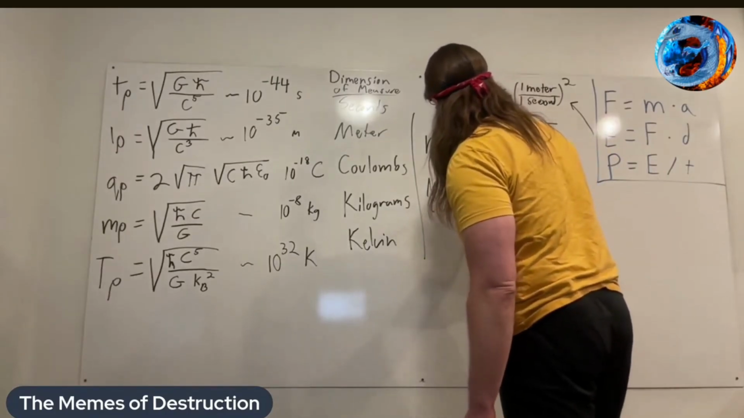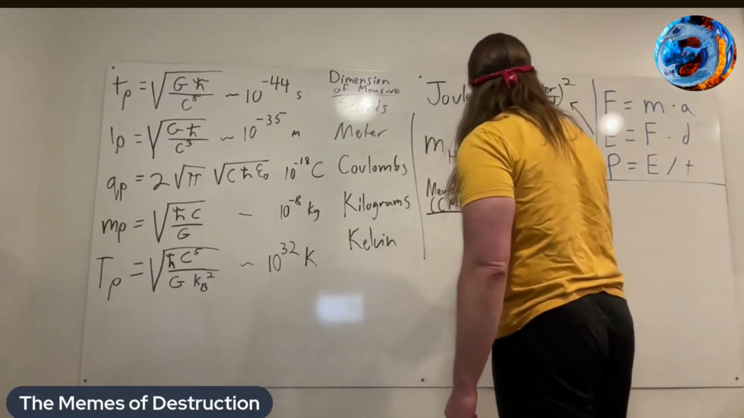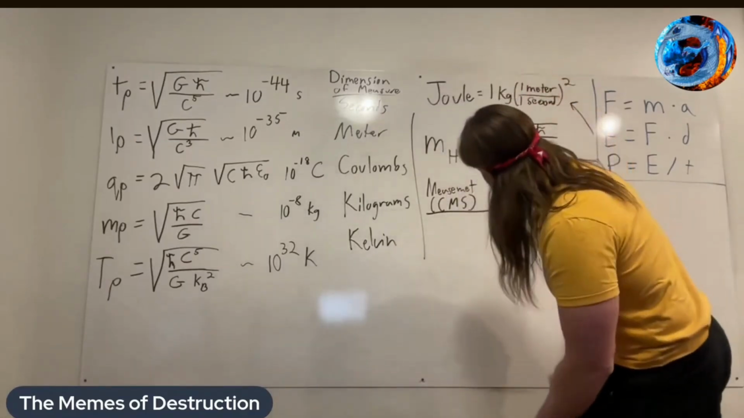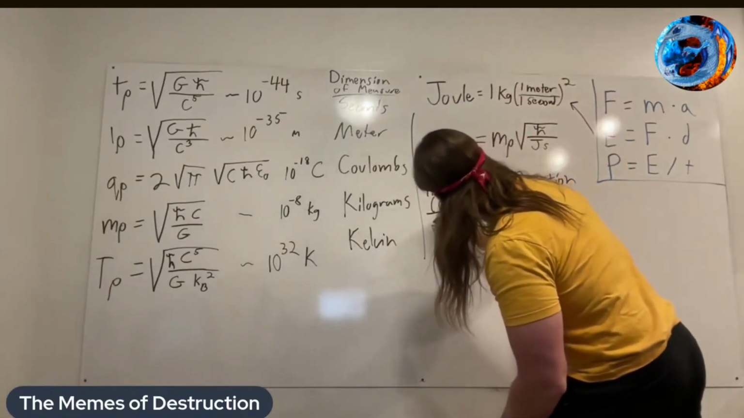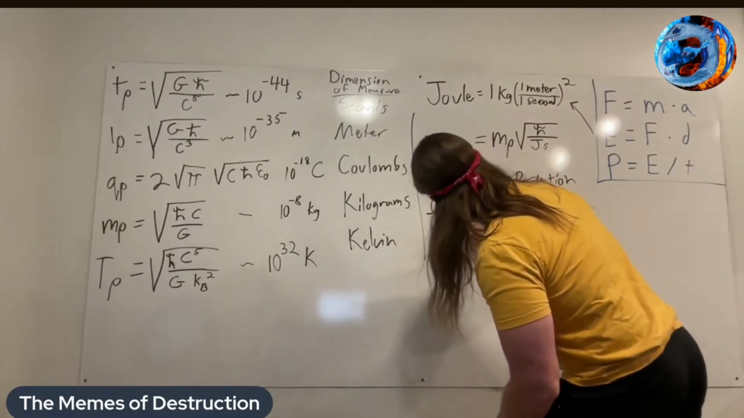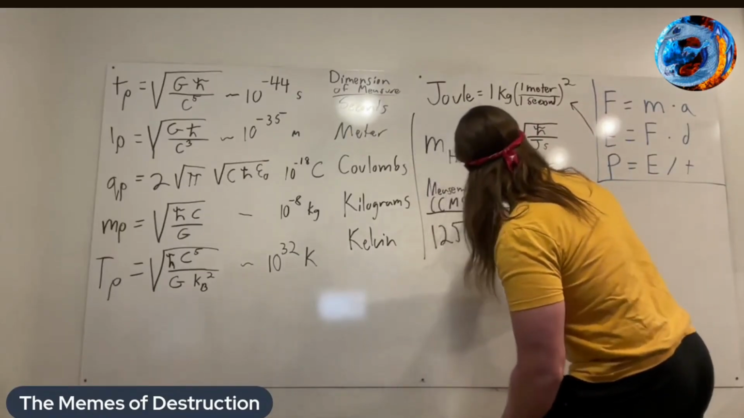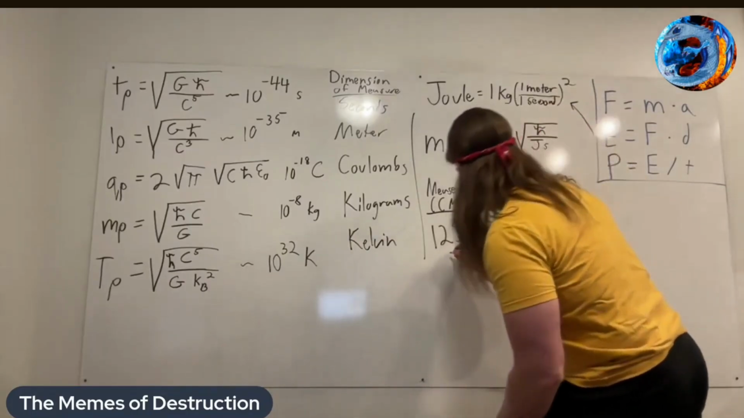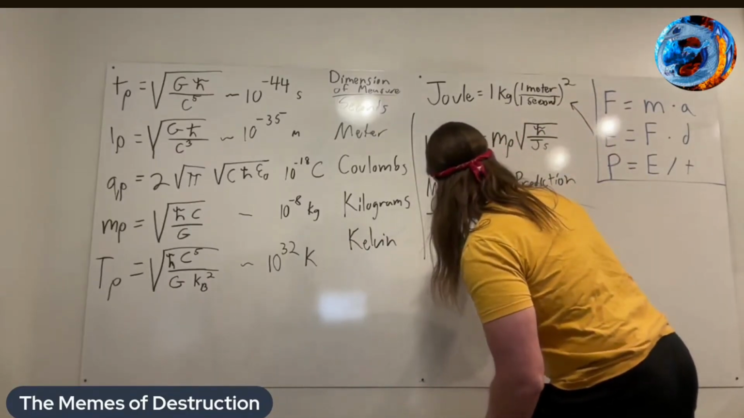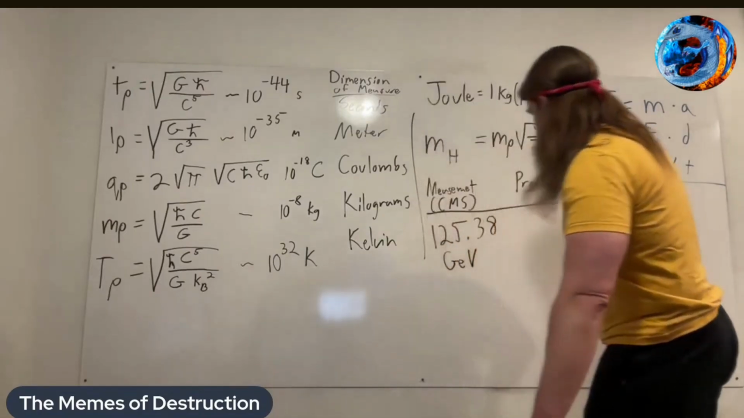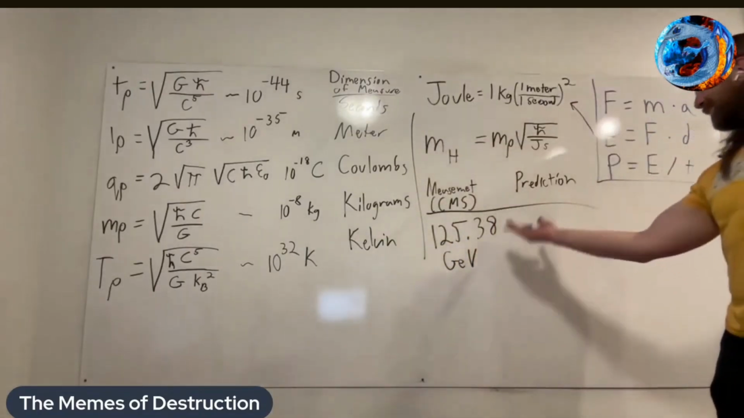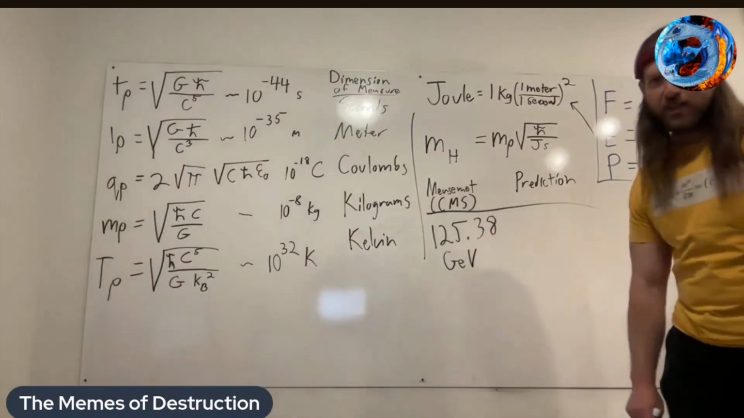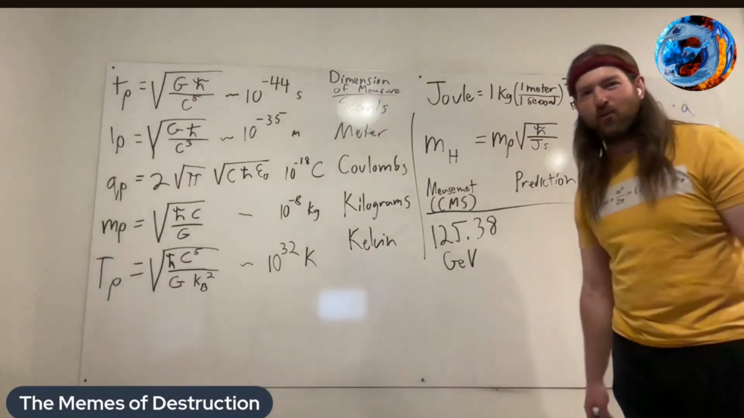CMS actually won the Breakthrough Prize recently. I would say well deserved. And they came back with a measurement of 125.38 GeV. That's giga electron volts. So roughly, it's about 125, 130-ish protons. That's basically the mass equivalence there.